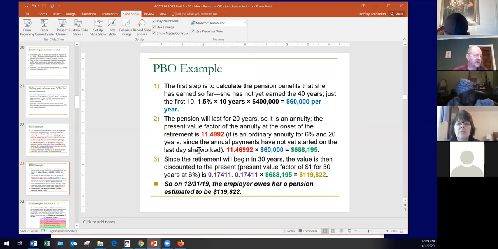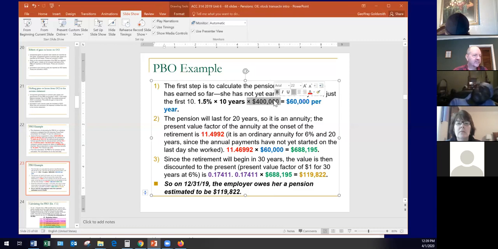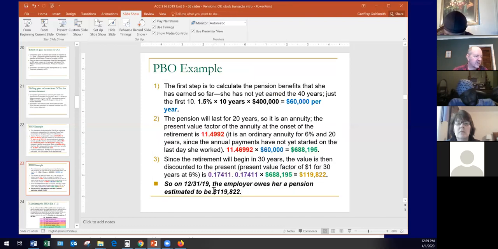So PBO is based on expected future salary, how much of that they've earned so far this year, the pension payout rate, and then its present value. So then if this were the only employee, they would record a PBO of $119,822. But the actuary is going to have to do that for all of the employees.